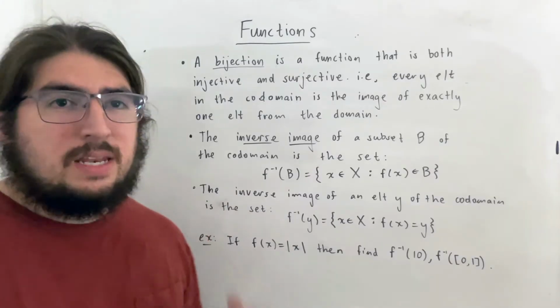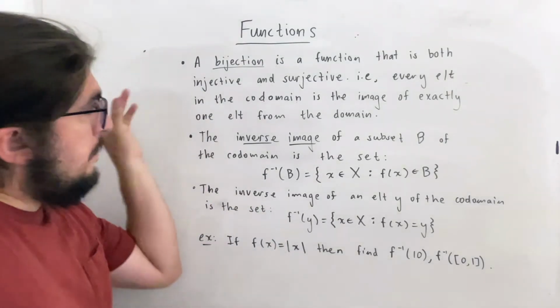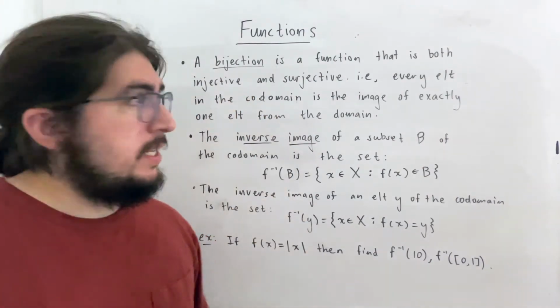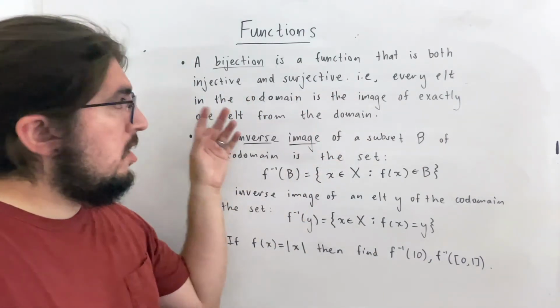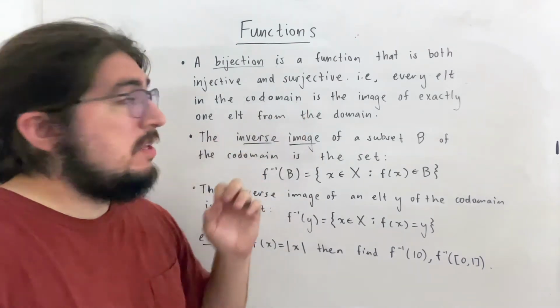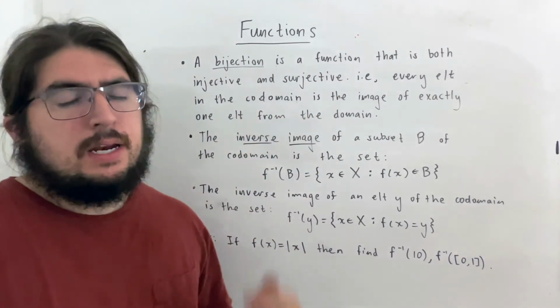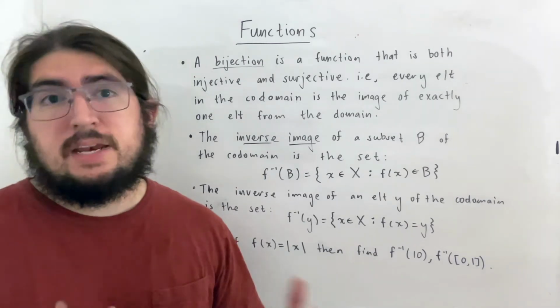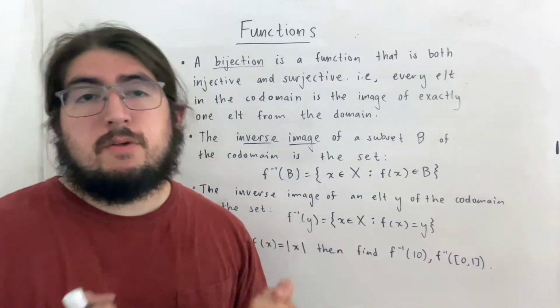All right, so here I have the last few ideas. A bijection is a function that is both injective and surjective. In other words, every element in the codomain is the image of exactly one element from the domain. Now, bijections are actually pretty important because it basically implies that you have an inverse function. There's a one-to-one relationship.